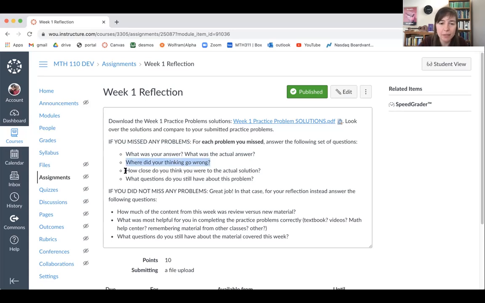That's your job, to identify where you messed up, and then to say how close you think you got. Was it a small error? Did you just drop a minus sign? Or was it a bigger error, like there's a concept you really didn't understand? If you're having trouble figuring out where your thinking went wrong, that's a good sign that you should go to office hours or to the math help center.